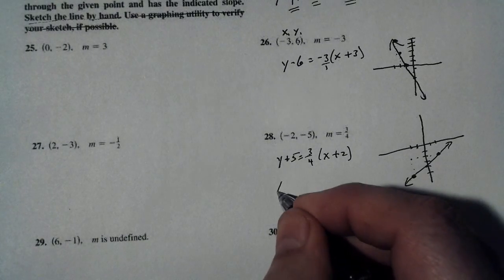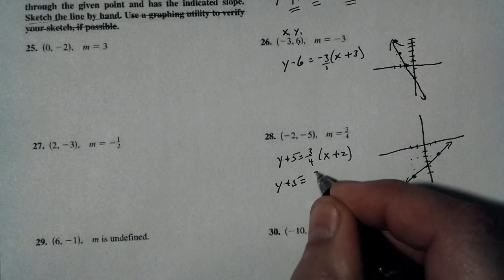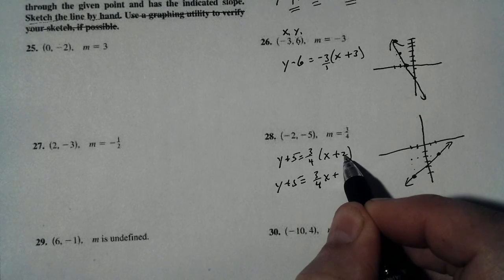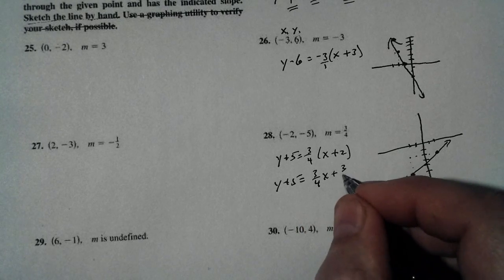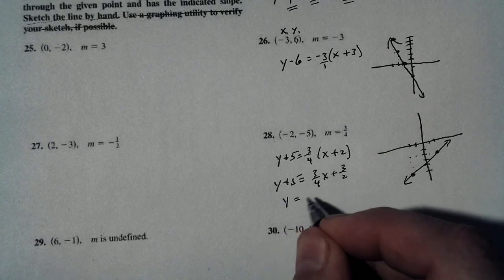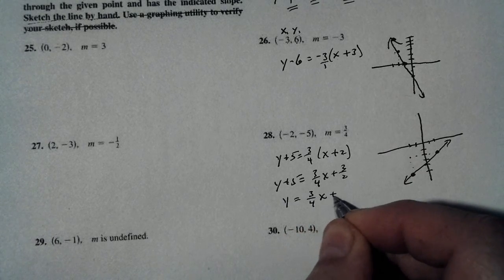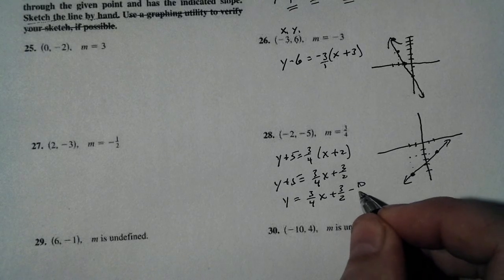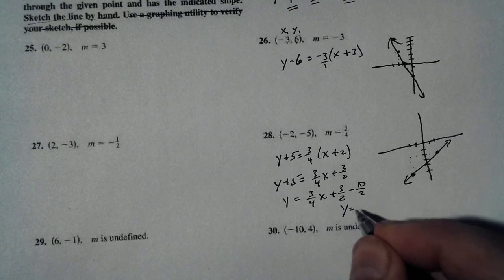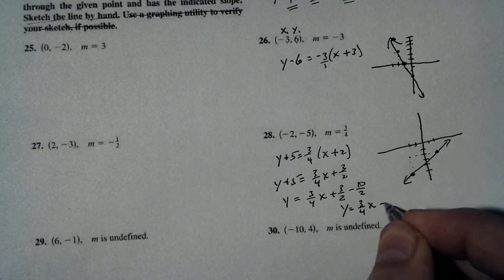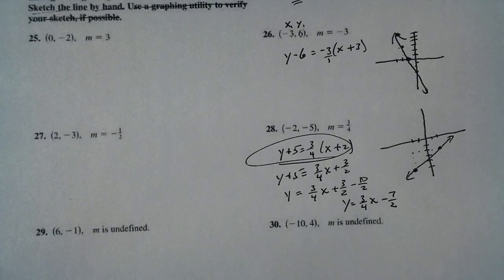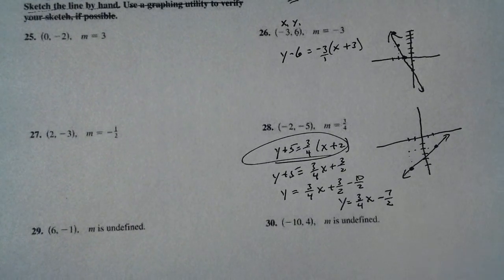Of course we could do this. We could go y plus 5 equals 3/4 x plus 3/4 times 2, 6/4 or 3/2. y equals 3/4 x plus 3/2 minus 5. 5 is 10/2. y equals 3/4 x minus 7/2. But we had an answer that was satisfactory right there. Okay? So just something for you to think about.